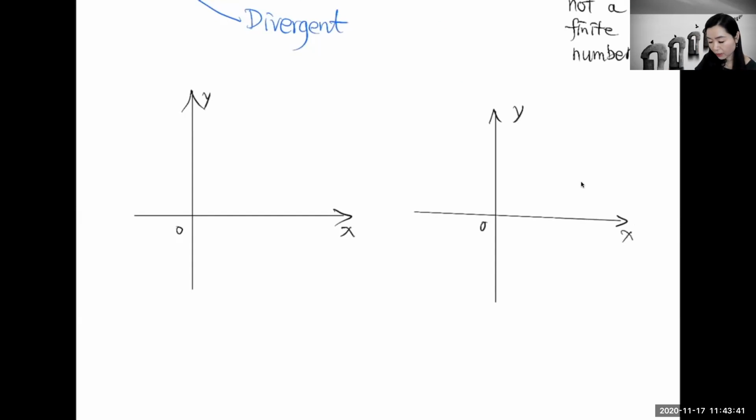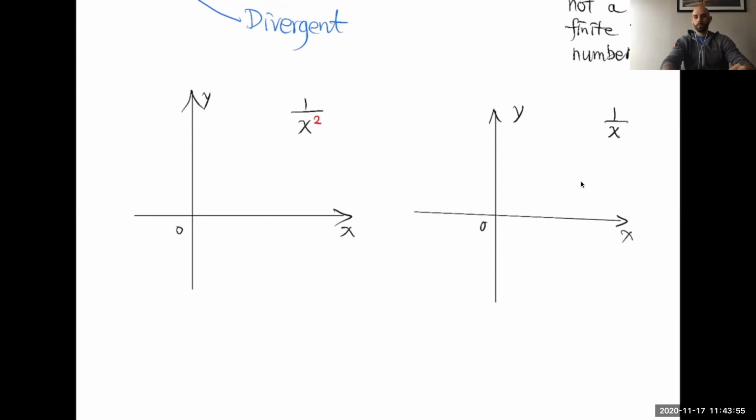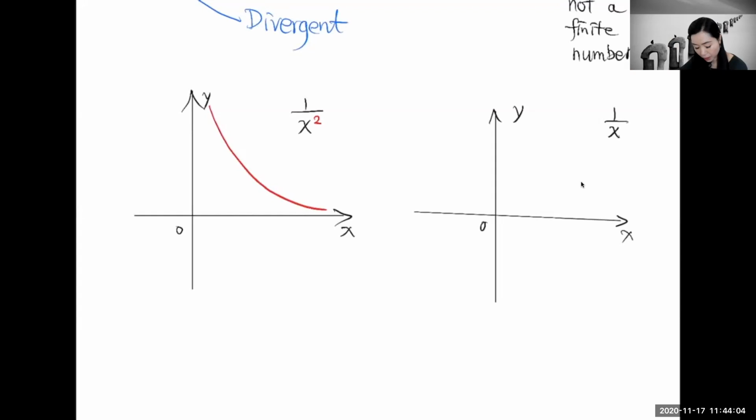Now we have two functions. One is 1 over x squared. The other one is 1 over x. The graphs are very similar. So we'll have this, and then this one over here. Notice that they are very similar, right? However, when x increases, x squared is going to increase much faster than x. So this is going to go closer to 0 faster than this.